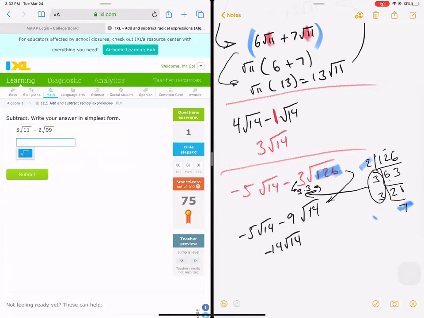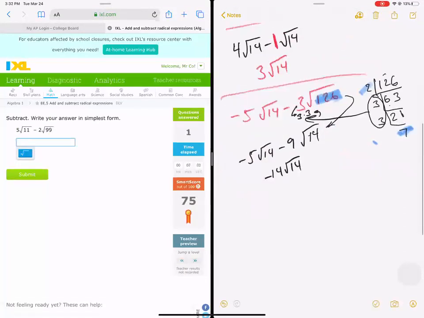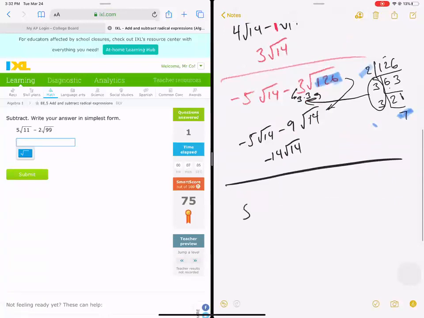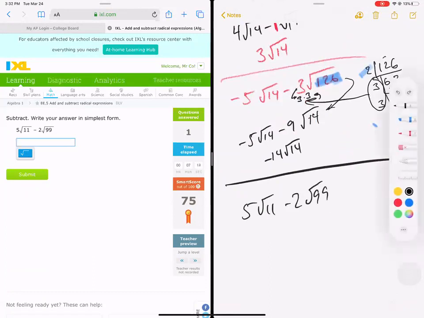Fantastic. Thank you. Our next problem, we'll do one more: 5 square root of 11 minus 2 square root of 99. Now, 11 and 99 don't look alike. They don't look like they're like terms. How dare you say we look alike? So let's see. Can I break down the square root of 11? 11 times 1. That's it. So nope. On the side, let's draw our box method.